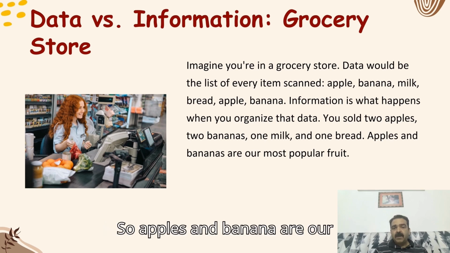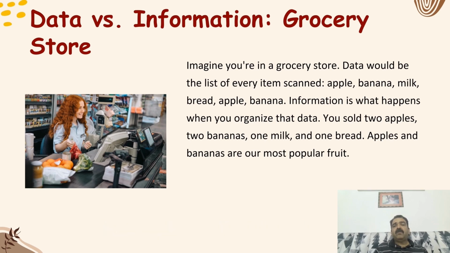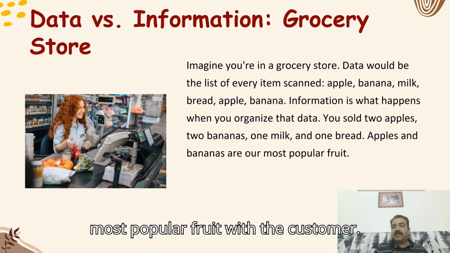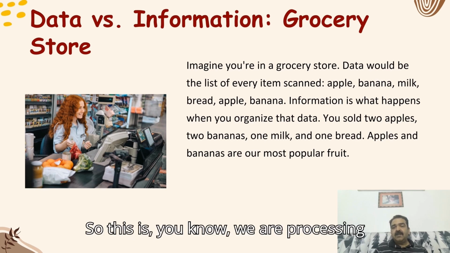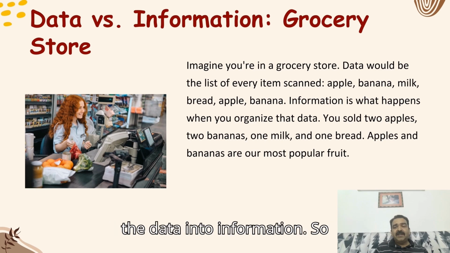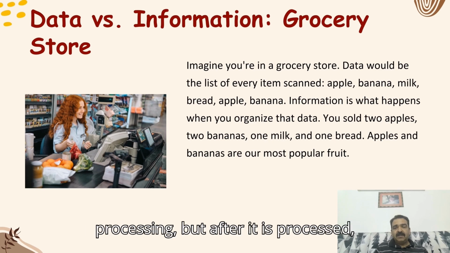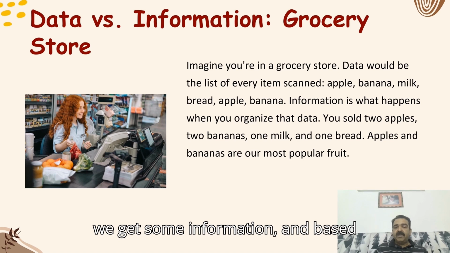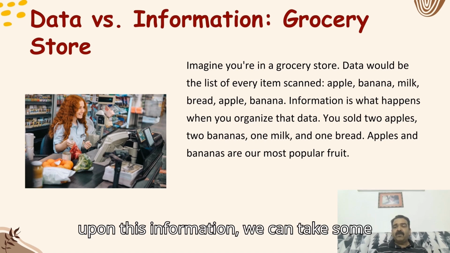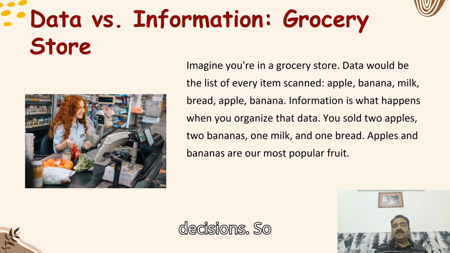So, apples and bananas are our most popular fruit with the customer. So, here we are processing the data into information. Data is scattered without any processing, but after it is processed, we get some information. And based upon this information, we can take some decisions.